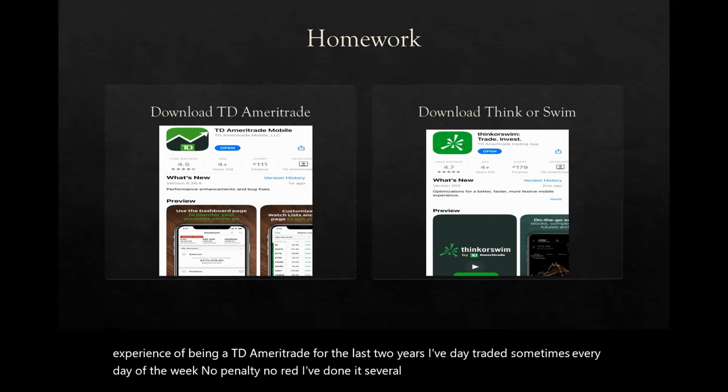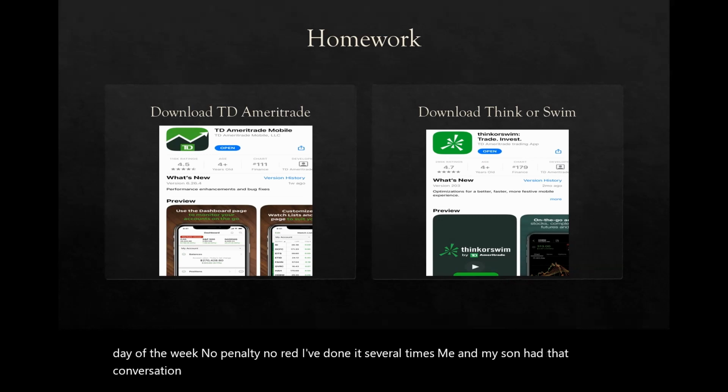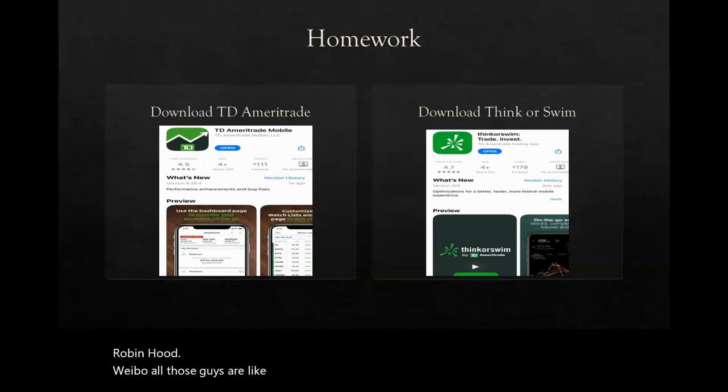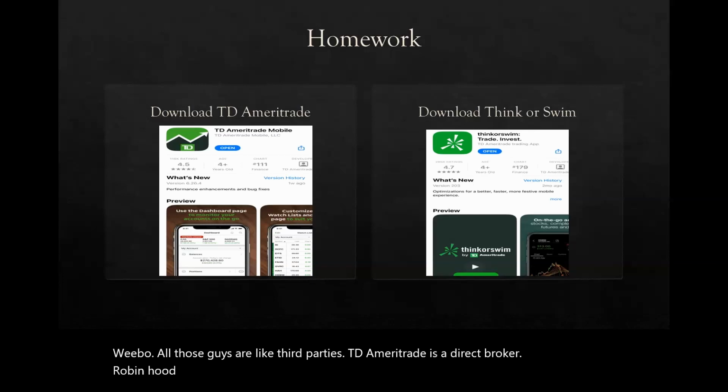Me and my son had that conversation, like, why does Robinhood and other platforms? Because you got to think about Robinhood, Webull, all of those guys are like third parties. TD Ameritrade is a direct broker. See, Robinhood and Webull, a lot of times you can't even get your contracts filled sometimes. I've had bad experience trading on Robinhood.